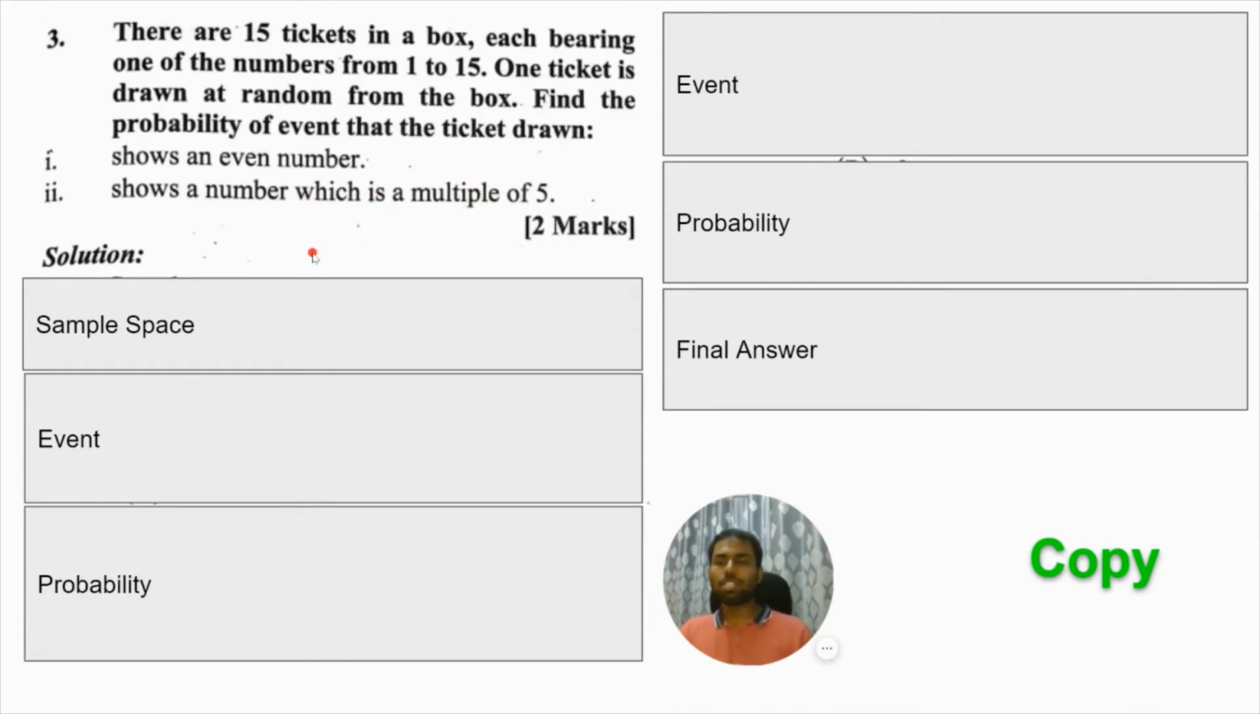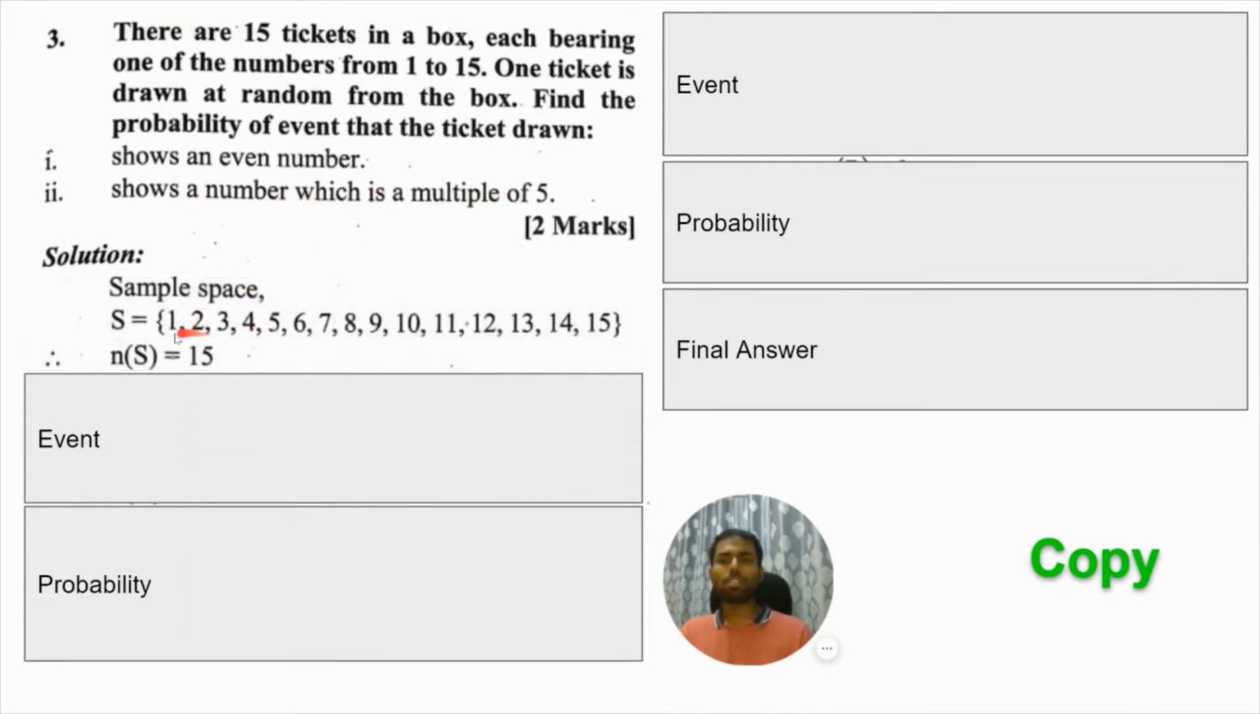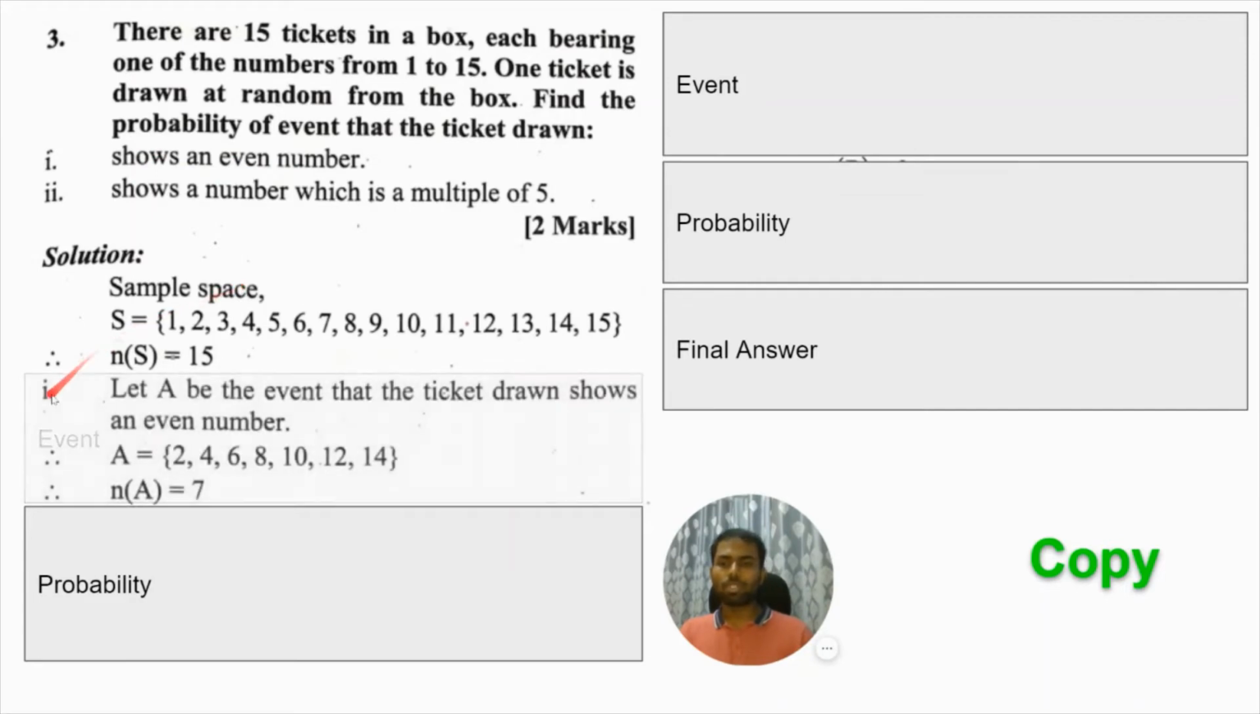तो पहले सैंपल स्पेस लिख दो. What will be the sample space? 1 2 3 4 ऐसे करके 15 तक नंबर लिखने. क्योंकि हर टिकट पे 1 से लेके 15 तक नंबर्स हैं तो ये सैंपल स्पेस हो गया. And number of elements in sample space is 15. Next event. सो पहले इवेंट का नाम लिखना है. Let A be the event where the ticket number shows an even number. Okay, सो यहाँ पे लिख दिया, let A be the event that the ticket drawn shows an even number.